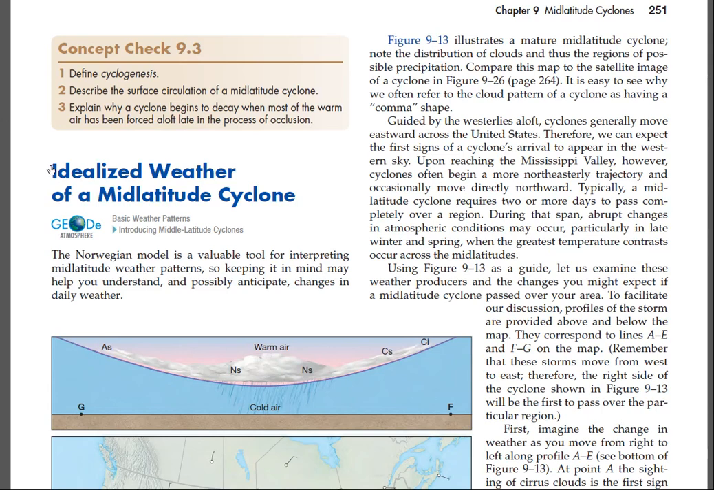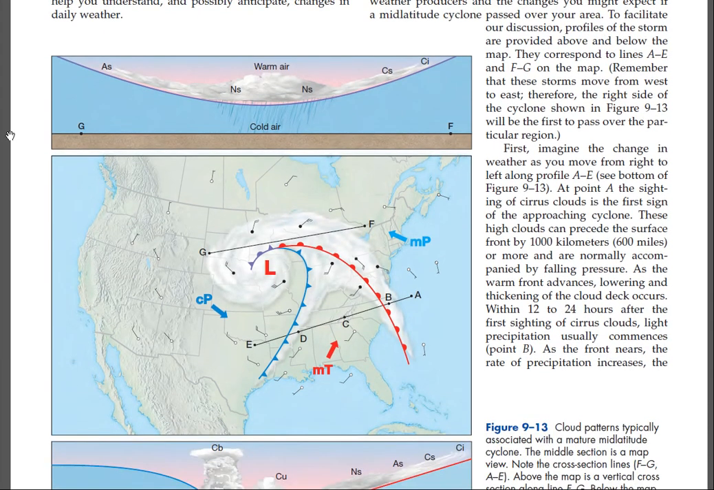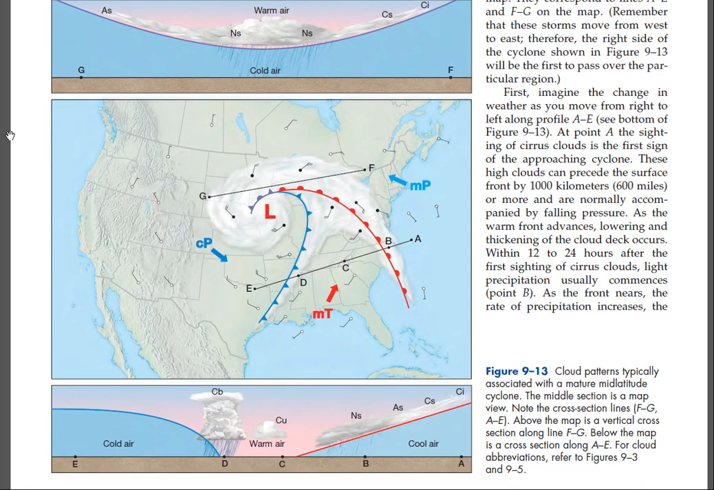Idealized weather of a mid-latitude cyclone. The Norwegian model is a valuable tool for interpreting mid-latitude weather patterns, so keeping it in mind may help you understand, and possibly anticipate, changes in daily weather. Figure 9.13 illustrates a mature mid-latitude cyclone. Note the distribution of clouds and thus the regions of possible precipitation. Compare this map to the satellite image of a cyclone in Figure 9.26. It is easy to see why we often refer to the cloud pattern of a cyclone as having a comma shape.